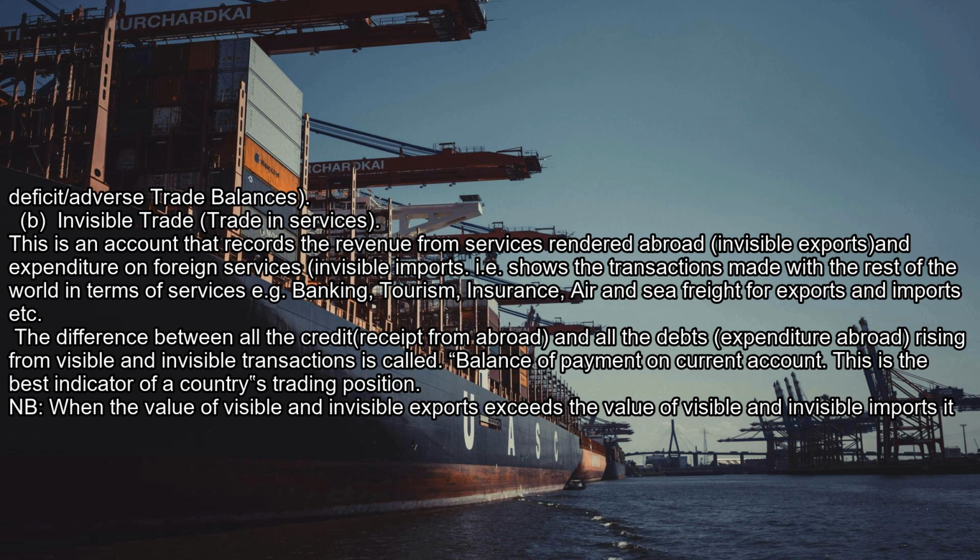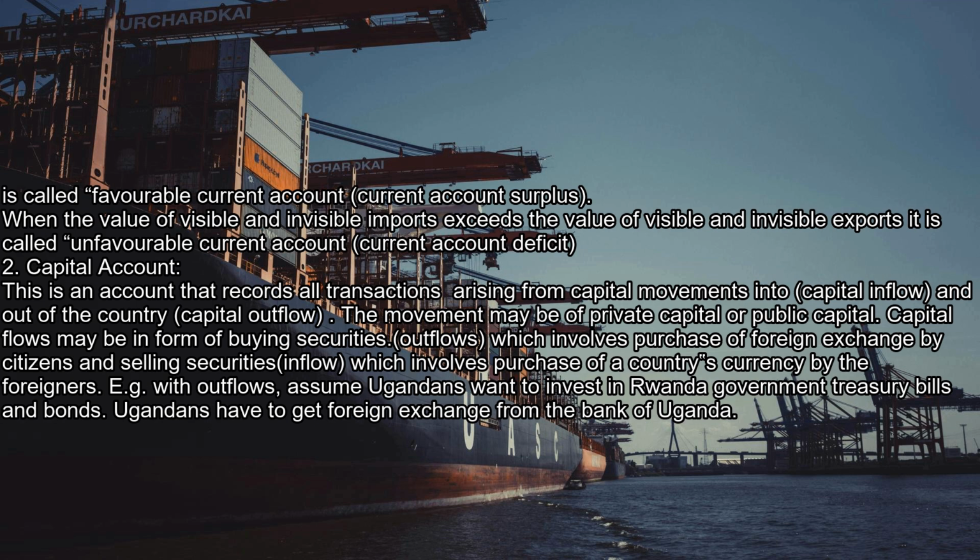The difference between all the credit receipts from abroad and all the debit expenditure abroad arising from visible and invisible transactions is called balance of payment on current account. This is the best indicator of a country's trading position. When the value of visible and invisible exports exceeds the value of visible and invisible imports, it is called a favorable current account, or surplus. When the value of visible and invisible imports exceeds the value of visible and invisible exports, it is called an unfavorable current account, or deficit. 2. Capital account.